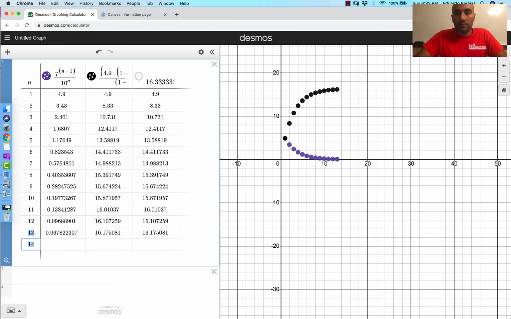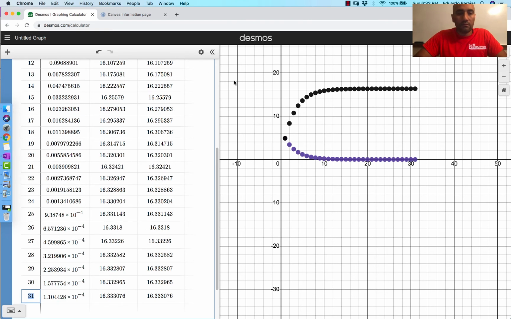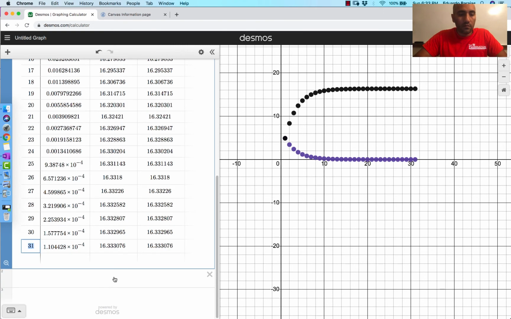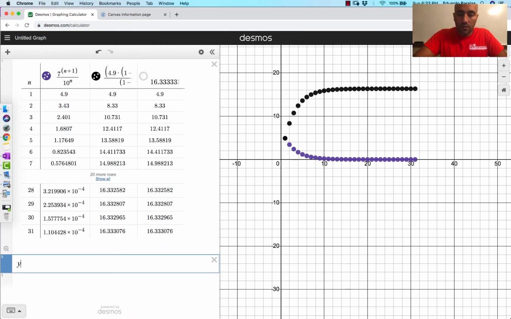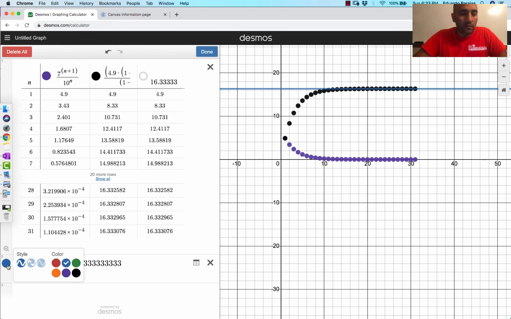You can keep going. You can see that there seems to be a plateauing, right? And we can see from our sums here, they seem to be heading towards 16.333333 maybe. So let's graph that. Y equals 16.33 like that. Or you can type in 1/3. And let's make that in red.